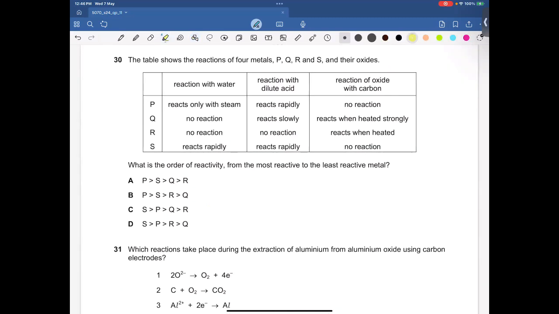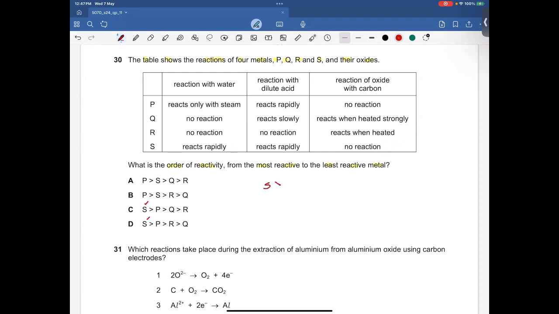Question 30. The table shows the reactions of four metals P, Q, R, and S with water, acid and their oxides. What is the order of reactivity from most reactive to least reactive? First, see where the reaction is happening the most. Reacts rapidly, no reaction. This means S has the highest reactivity, because S reacts rapidly with water and also reacts with HCl, and its oxide does not react with carbon. This means its reactivity will be the highest. So S has the highest reactivity.